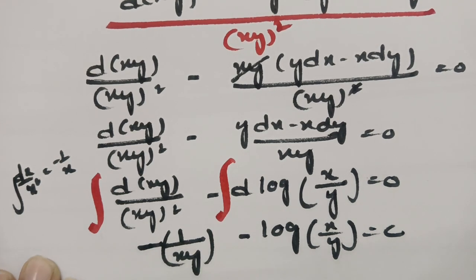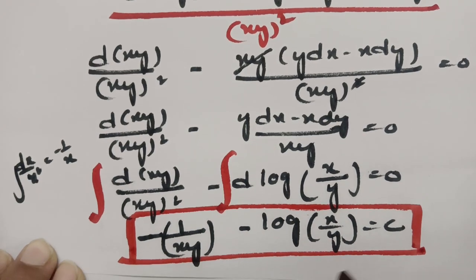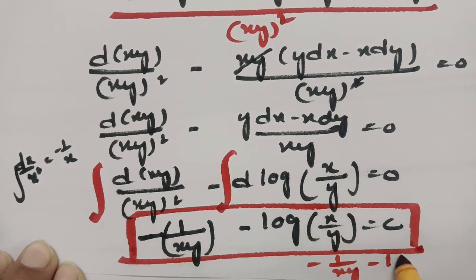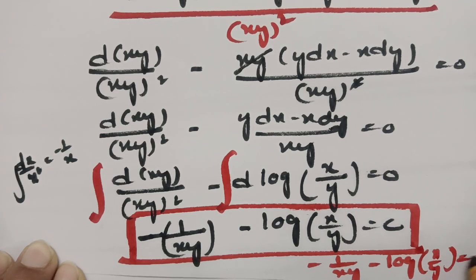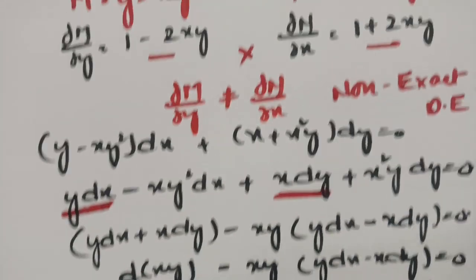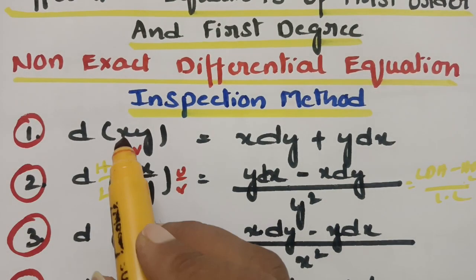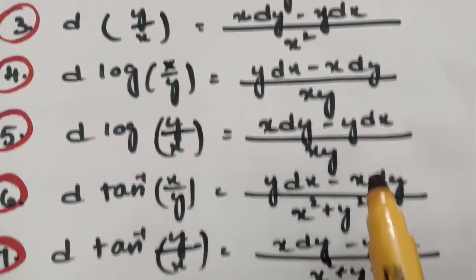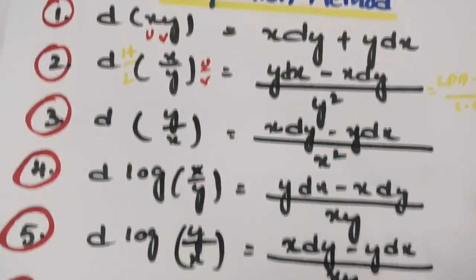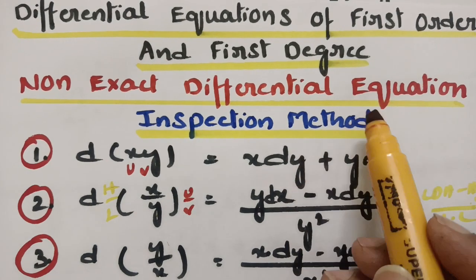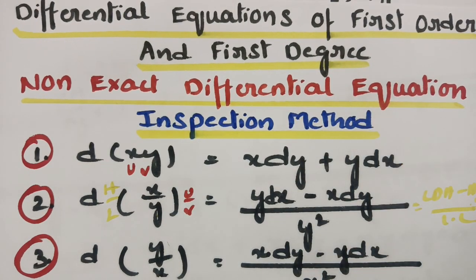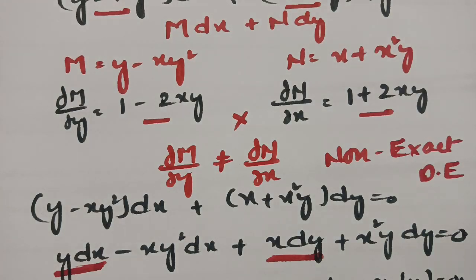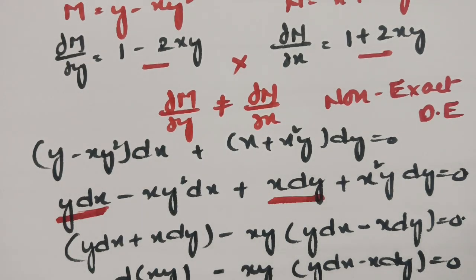So this is the solution for the first question. This value is minus 1 by xy minus log of x by y is equal to c. Here I have used two formulas: the derivative of xy is this one, and the next one is the derivative of y by x. Out of these 10 formulas, in my previous video, using the inspection method, I told you that I am going to use these formulas, and in this question for getting a solution I have chosen two formulas from that list.